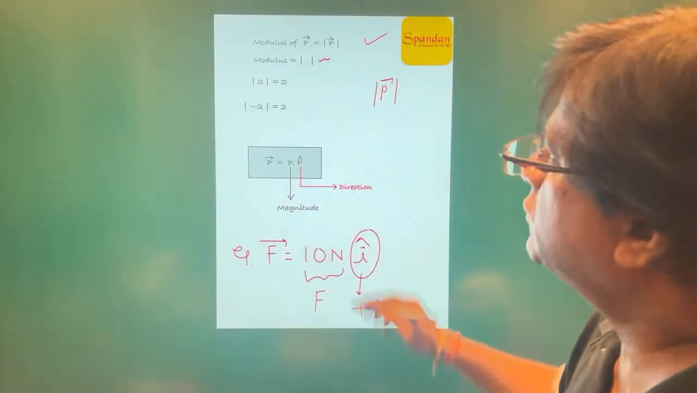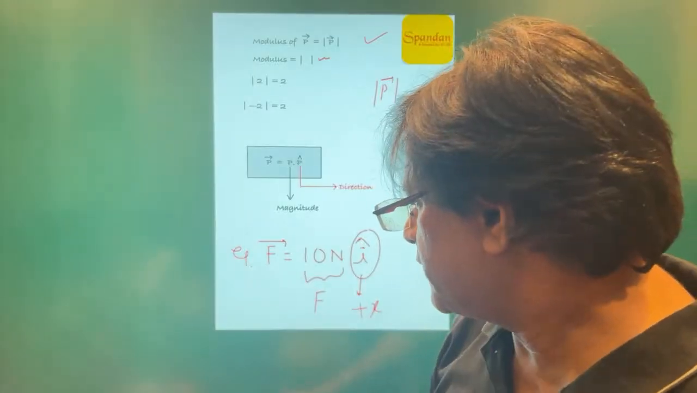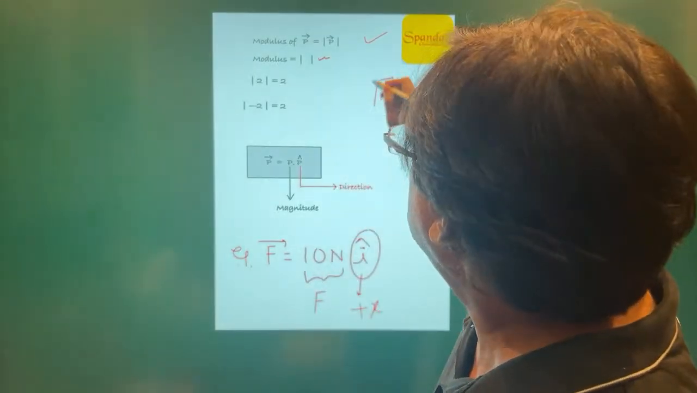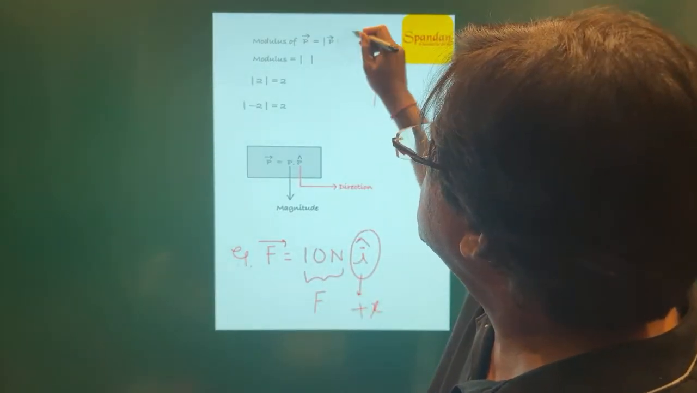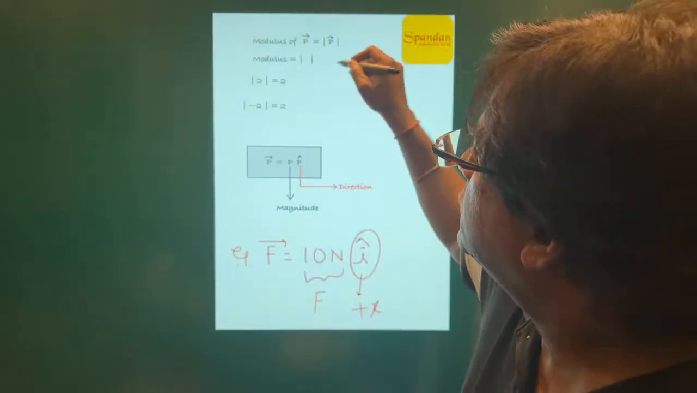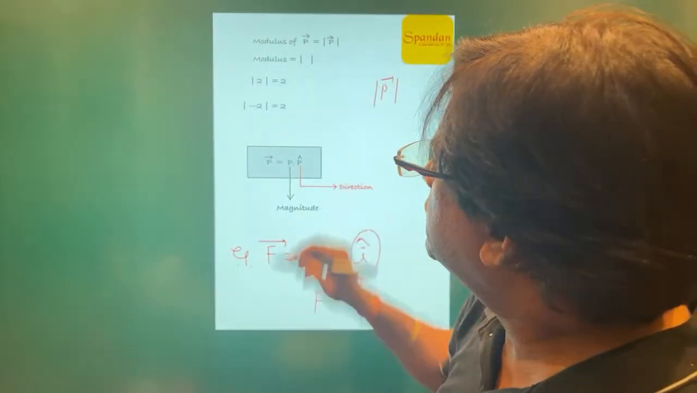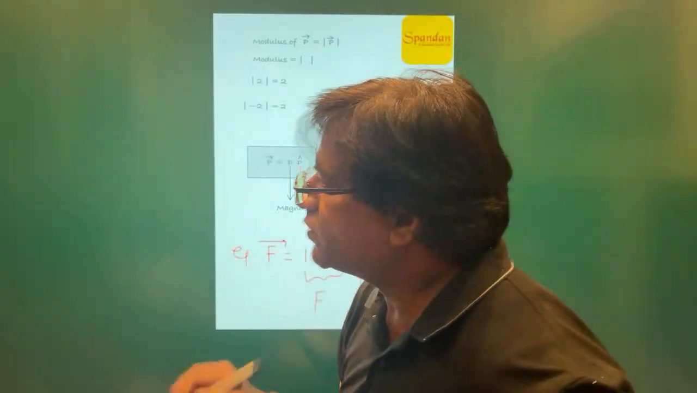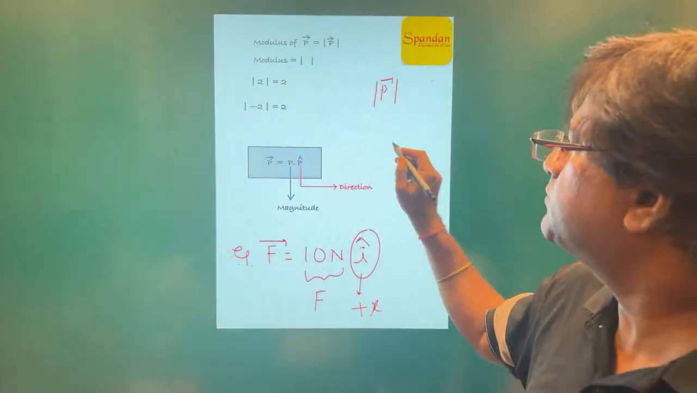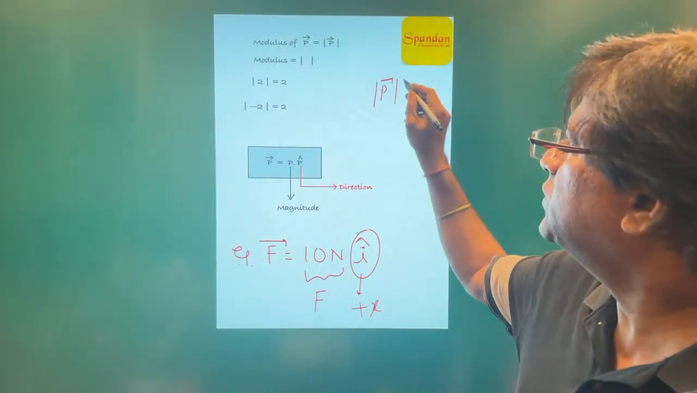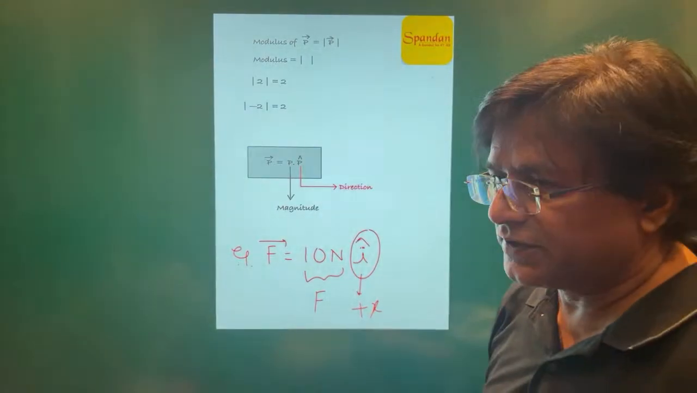So the modulus of P is called the magnitude of a vector, and for this modulus the symbol is the P vector within two parallel lines. That represents that modulus of 2 is 2 and modulus of -2 is 2. So the modulus of this P vector gives the magnitude of that vector.